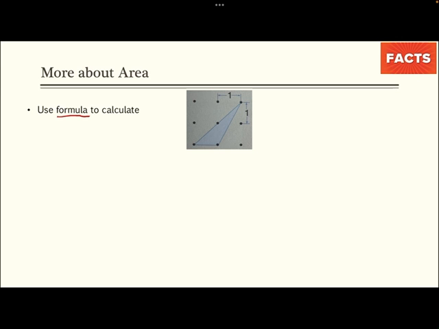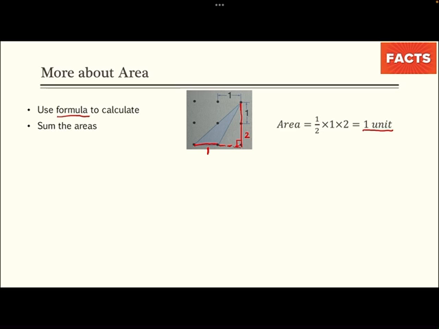For example, like this one, very commonly we can see the base here is 1, and the height here, which is perpendicular with the base, is 2. So the area is going to be very easy. It's half of 1 times 2, so it's going to be 1 unit, right? That's a very, very common idea. That's all we always think about.